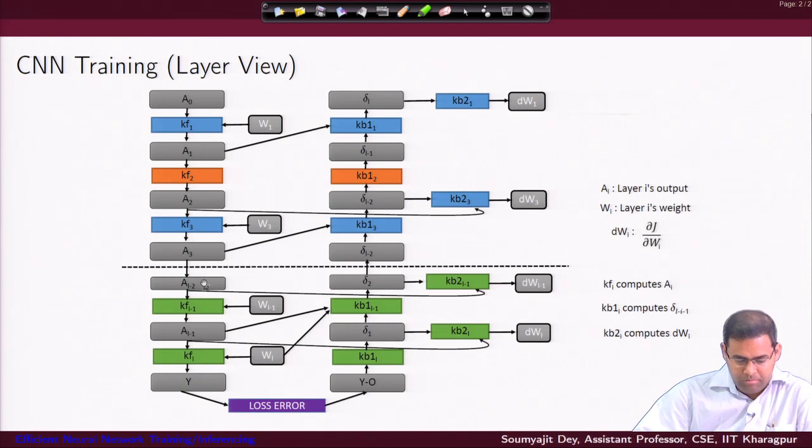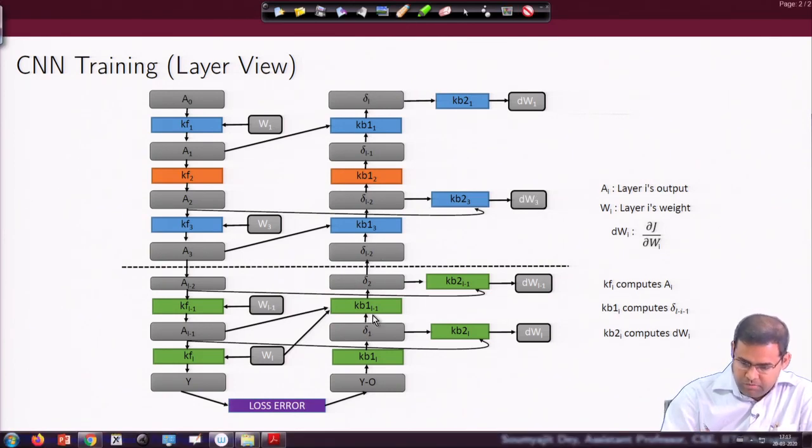And in the backward computation we have two types of kernels here. One type of kernel is for computing the error term, which is always outputting the delta terms, as you can see. So every KB1 type kernel outputs the delta terms, and these delta terms are used by the KB2 type kernels to give me the differential loss, the differential weight, which is essentially multiplying these deltas with the A transposes, right.